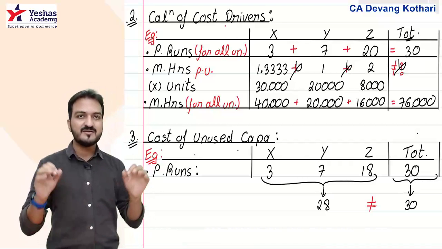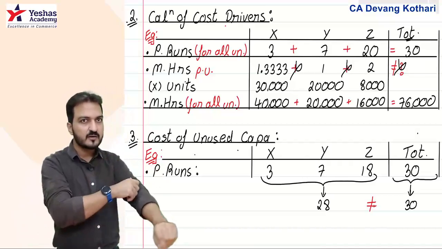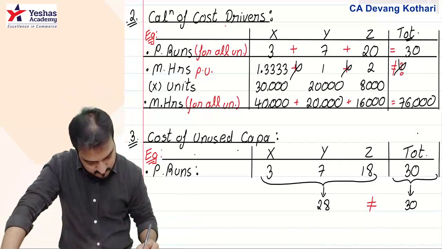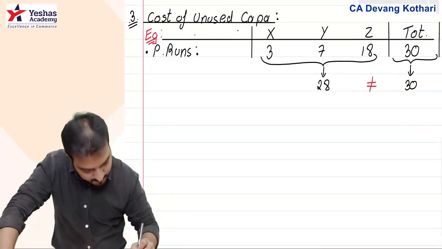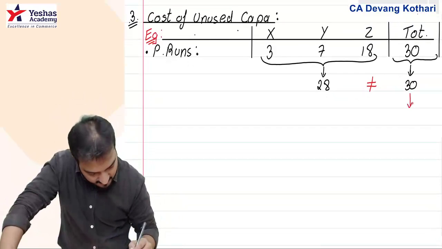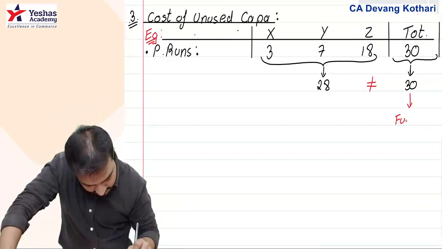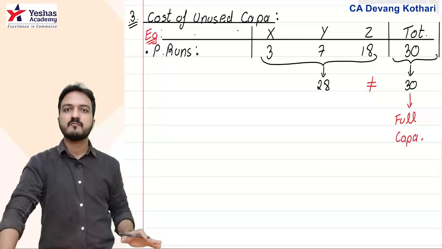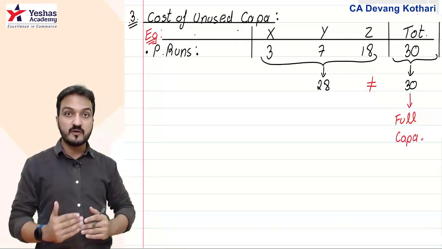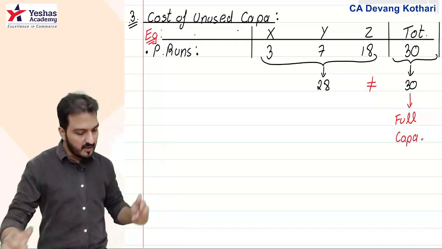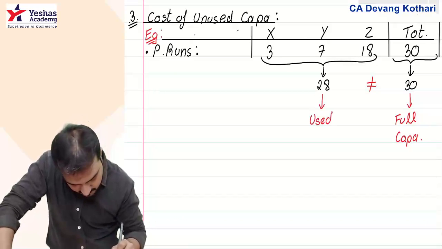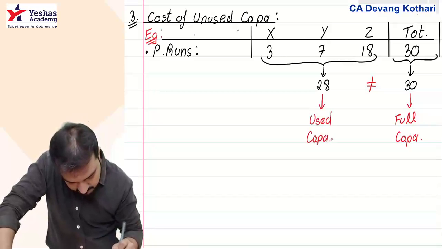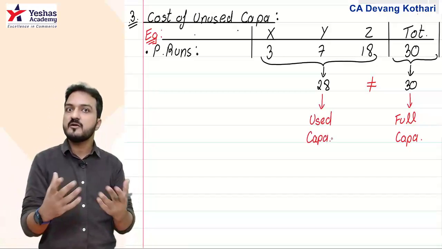This means that 30 production runs indicates my company's full capacity, that my company has a capacity of running production 30 times. 28 production runs indicates my used capacity, used or expected to be used.